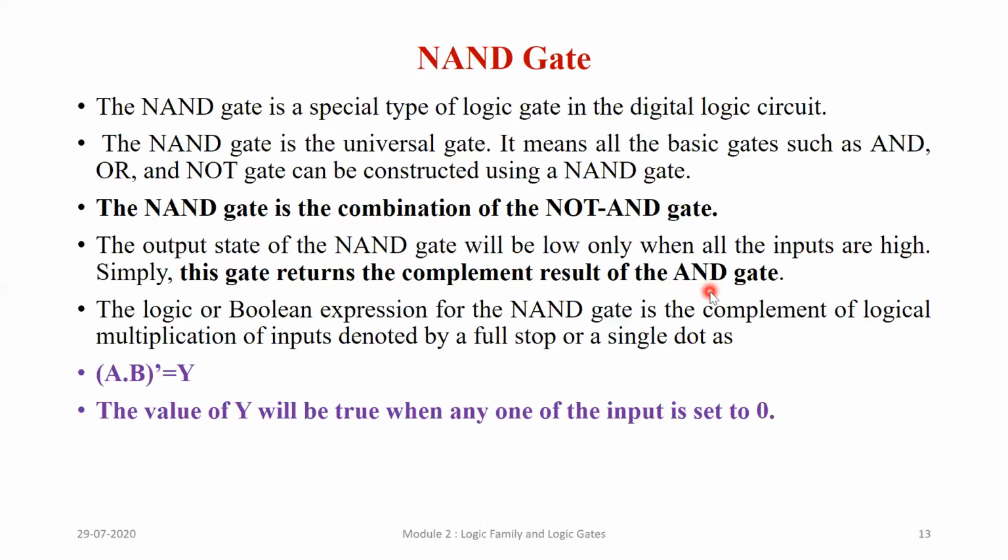So the AND gate's result, exactly the opposite of it, will be my NAND gate, because NAND is NOT plus an AND gate. We know the symbol of an AND gate is A dot B, which is simple multiplication. But I am getting the reverse function of it. We call it the complement. So for complement we put a dash over it. So A dot B, the complement of it.